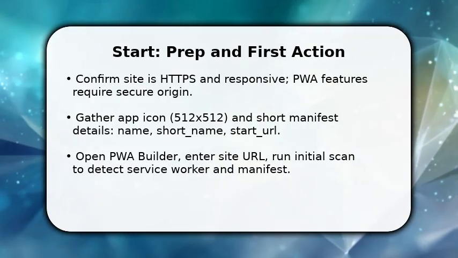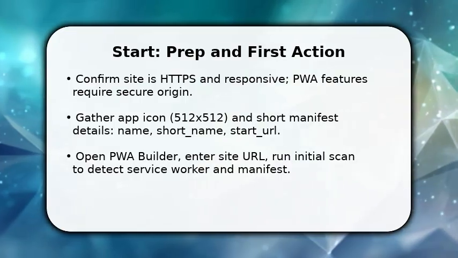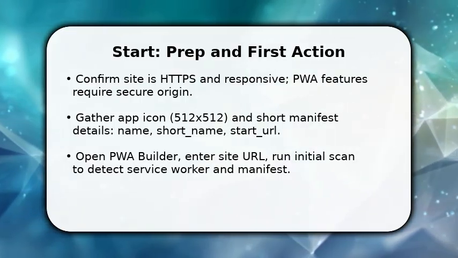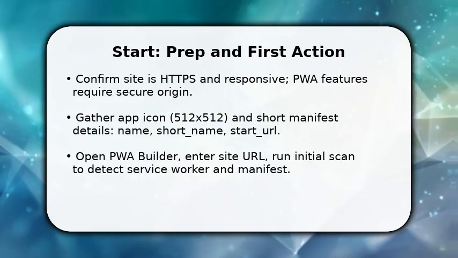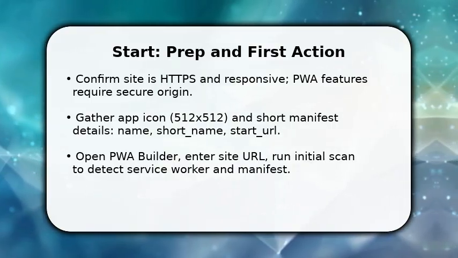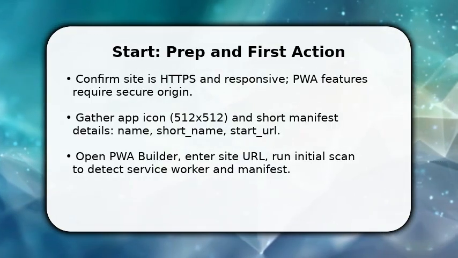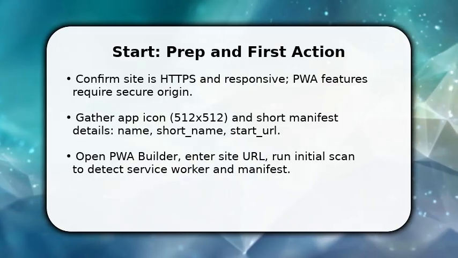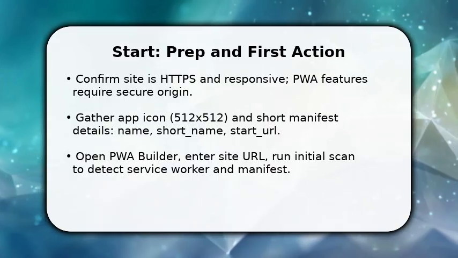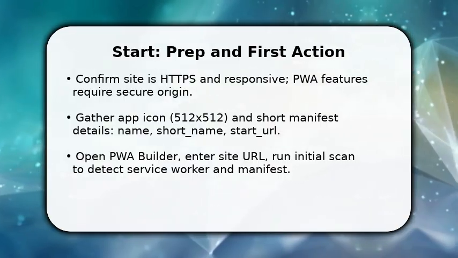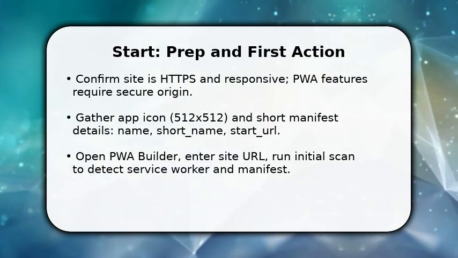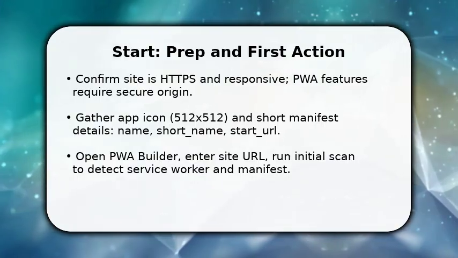You begin by ensuring the site serves over HTTPS and is mobile responsive, because service workers require a secure origin. Once done, collect a 512x512 icon and manifest fields like name, short name, and start URL so the builder can populate them. Now open PWA Builder and paste your site URL.